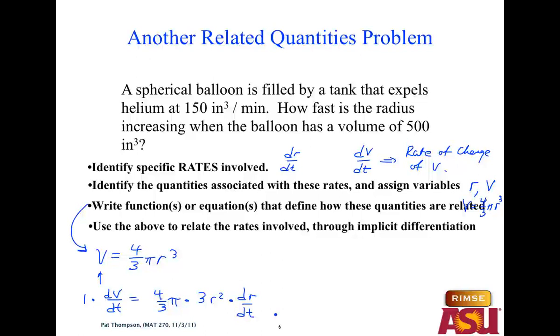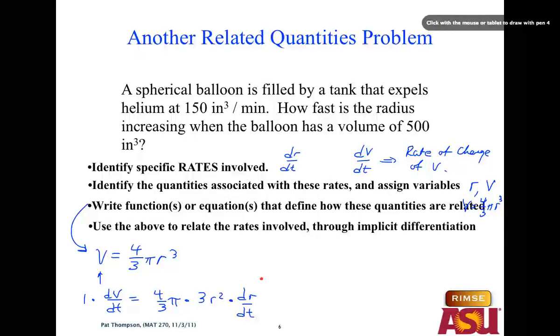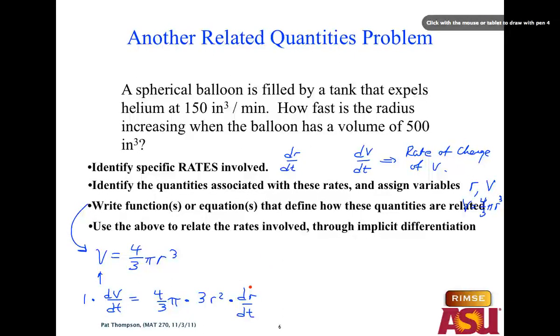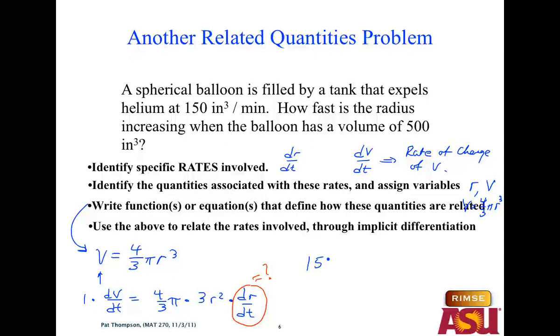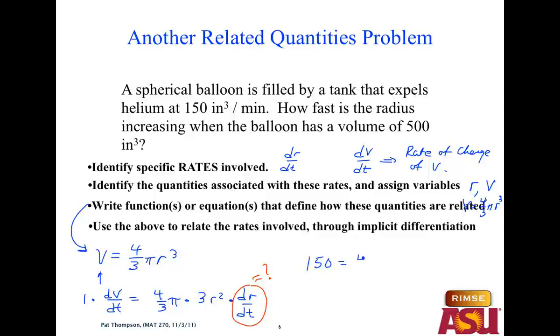So what are we solving for? What does it ask for? How fast the radius is changing, the rate of the radius. This is our unknown this time, right? In order to get that, we need to know everything else. Everything else must be known if this is what we're going to solve for. So somehow we need to know dV/dt. Do we know that? Yeah, that's our 150. And then we need to know the radius at this moment.